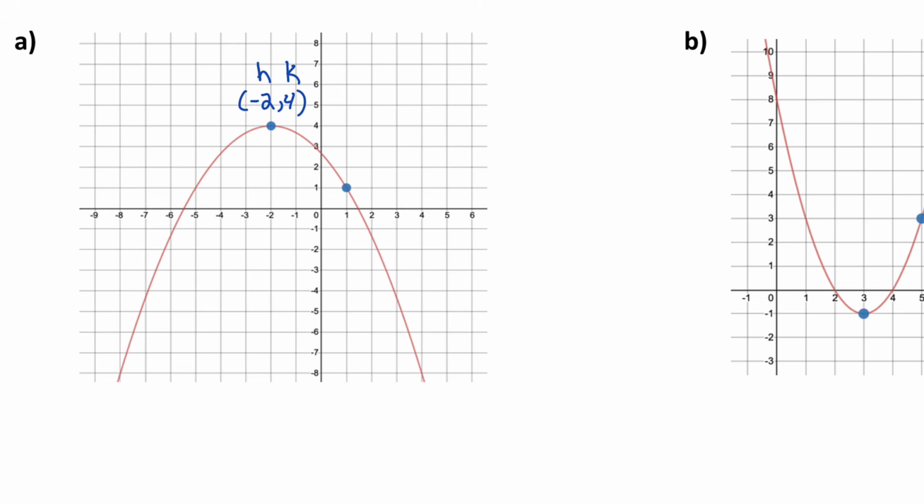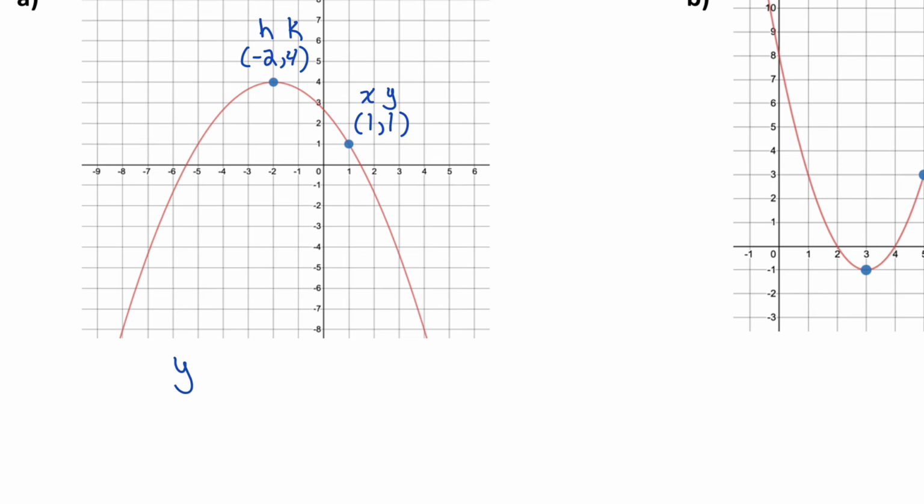And then to solve for the correct a value, we need one other point that is on the graph of this parabola. I see this point right here is the point 1, 1. That can be an xy point that will help me solve for the value of a. So into a vertex form equation, I can sub in for h and k, x and y, and then just be left with a to solve for.